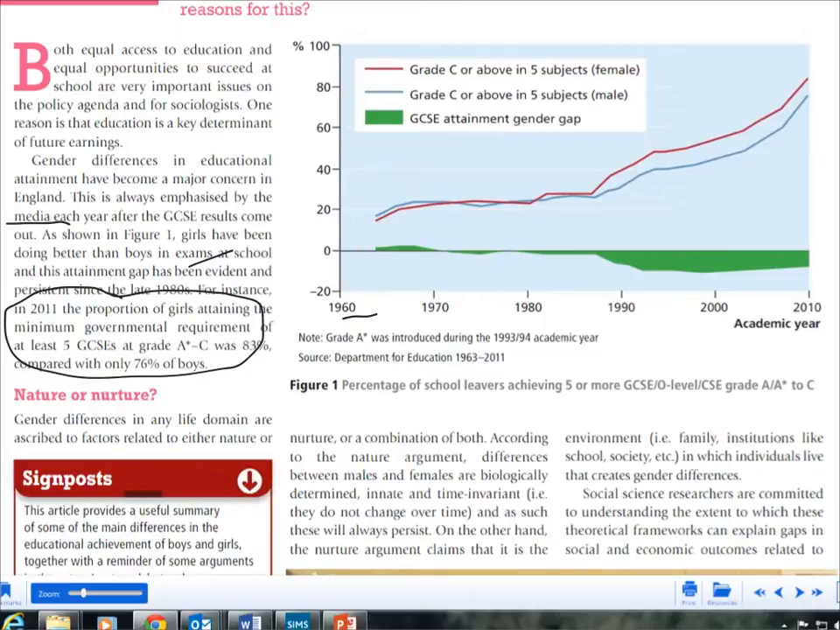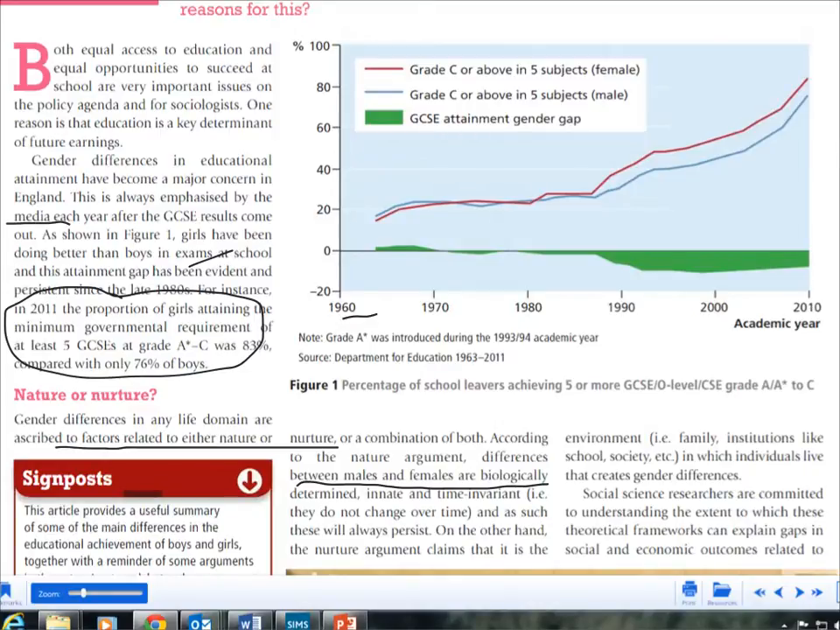Nature or nurture? Gender differences in any life domain are ascribed to factors related to either nature or nurture, or a combination of both. I'm going to underline ascribed factors. Sorry, it's not underlining, there we go. Either nature or nurture, or a combination of both, because I think that idea is quite important. According to the nature argument, differences between males and females are biologically determined, innate, and time invariant. So I'm going to underline that differences between males and females are biological, and as such, these will always persist.